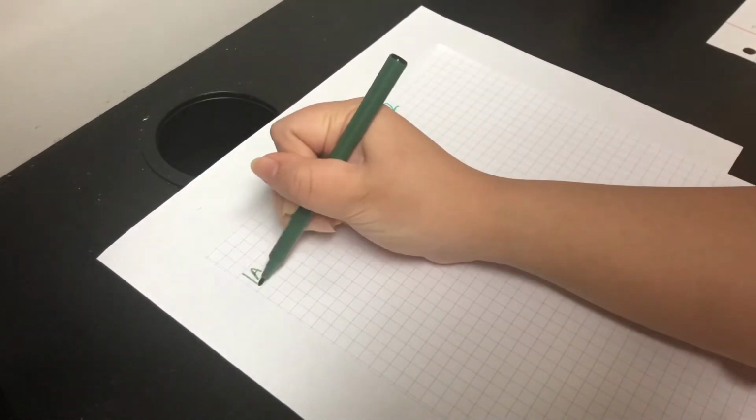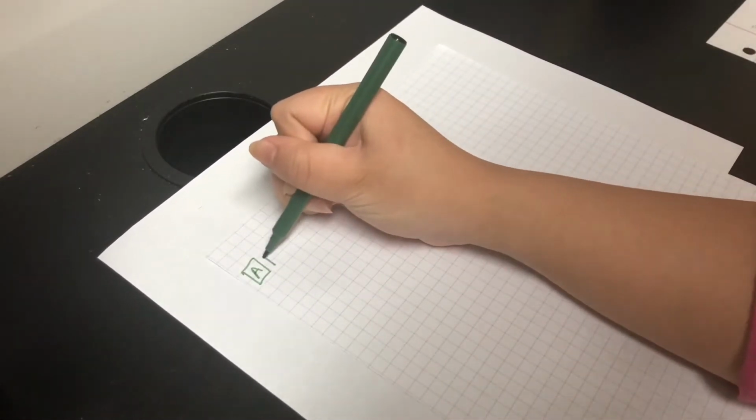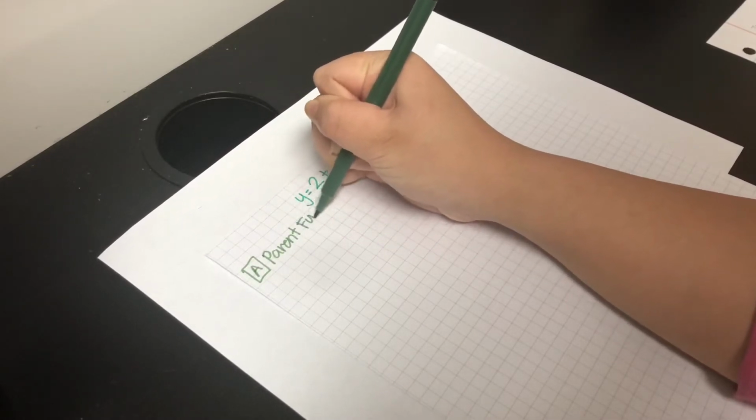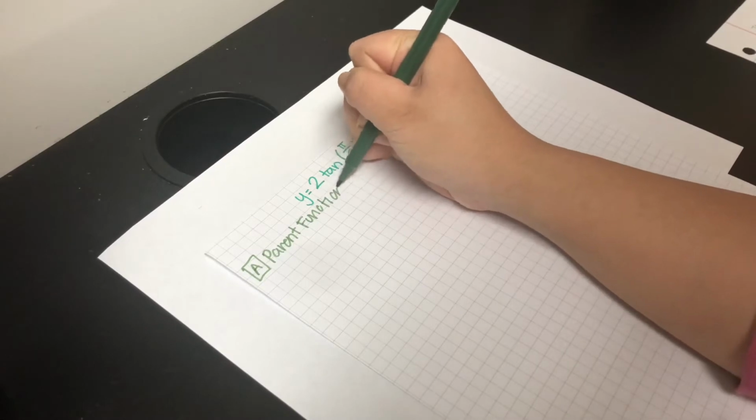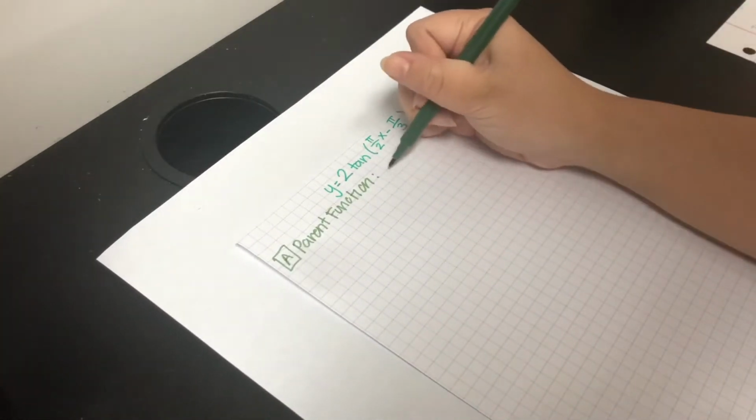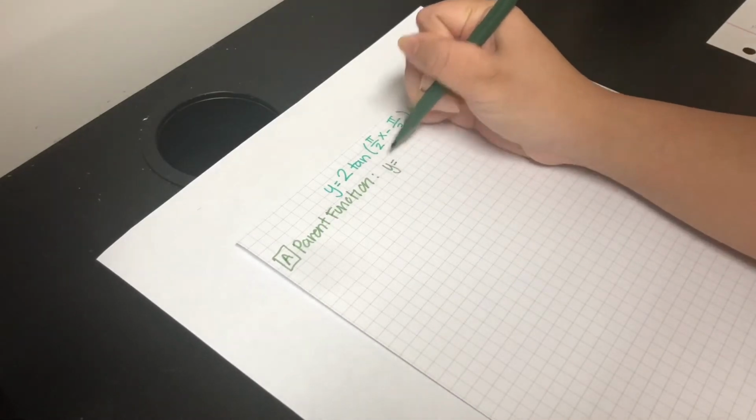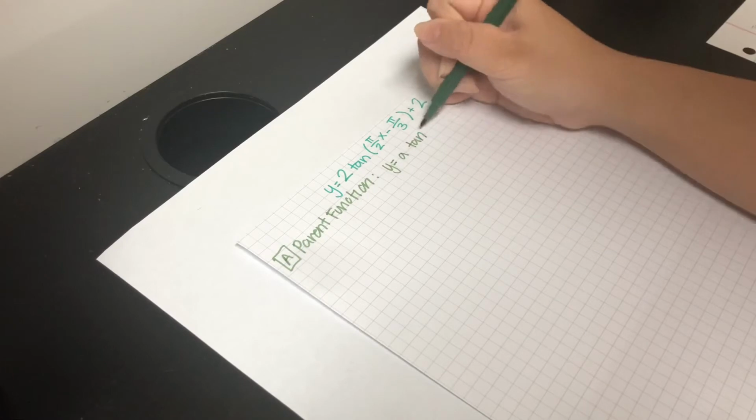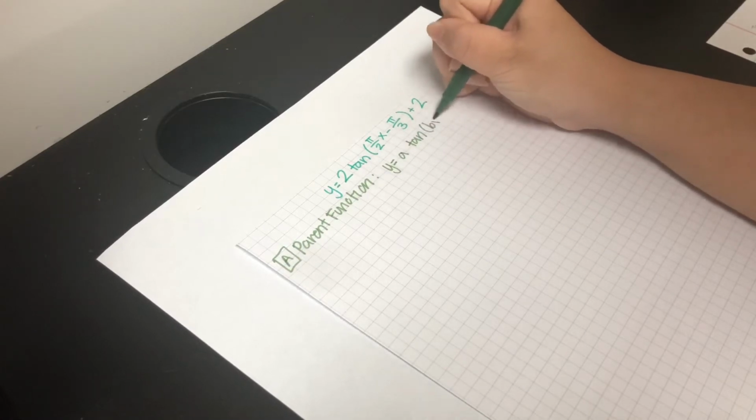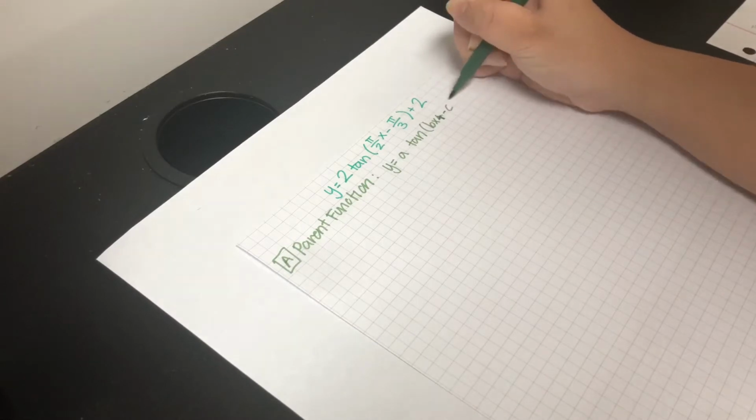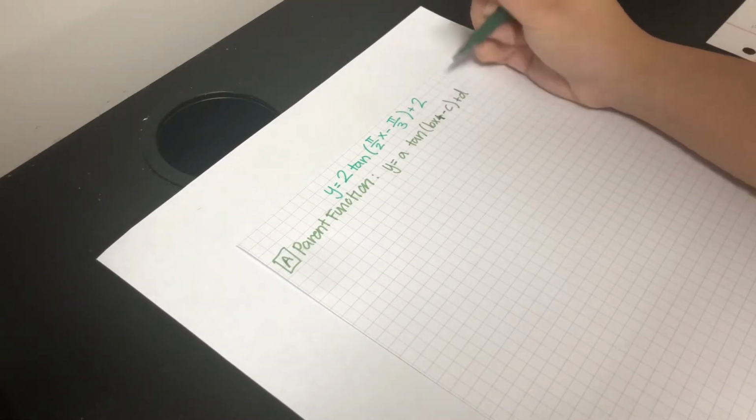So A, we'll be needing to find the parent function. And the parent function of a tangent equation, this is the generic form of it, is y is equal to a tan(bx plus or minus c) plus d.